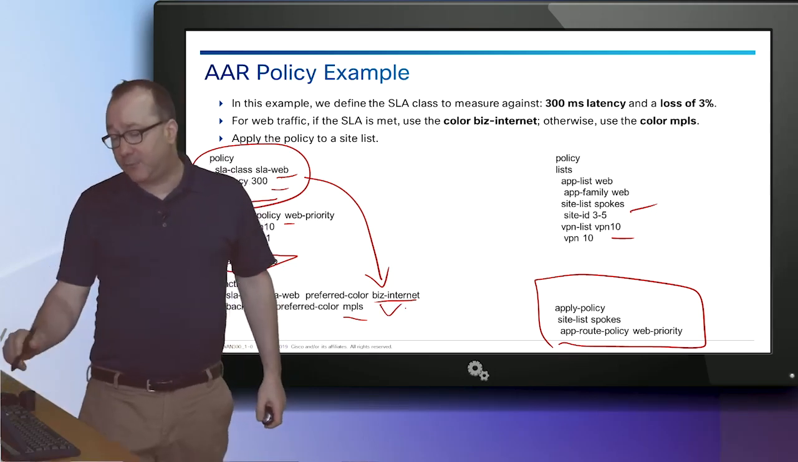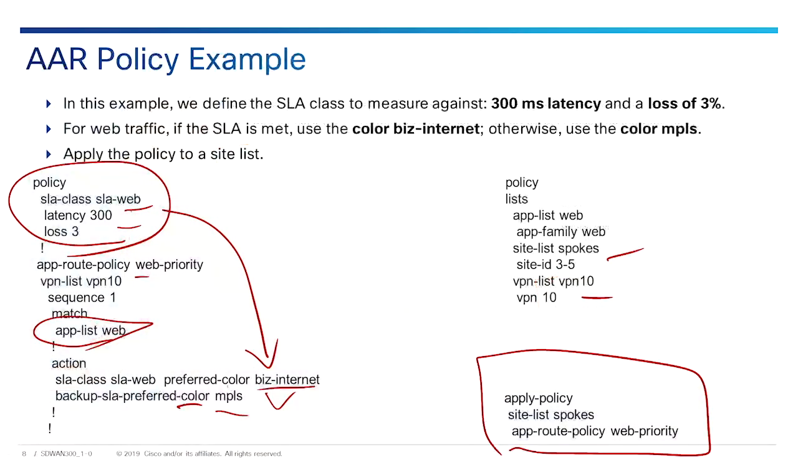Okay? And notice that we're referring to colors here, right? So we're not referring to actual individual tunnels. We're saying color. So your site has a biz internet circuit, it's local internet, and it's connected to the MPLS. So you got both circuits. So that we're going to prefer the biz internet for this web traffic, right? And remember, the app family is defined here. So the app list is web, and we're referring to app family web, which means 80/443.